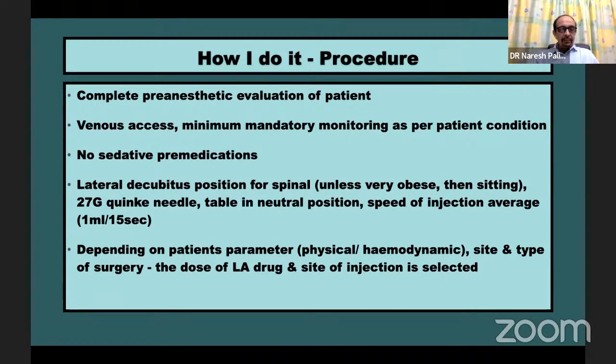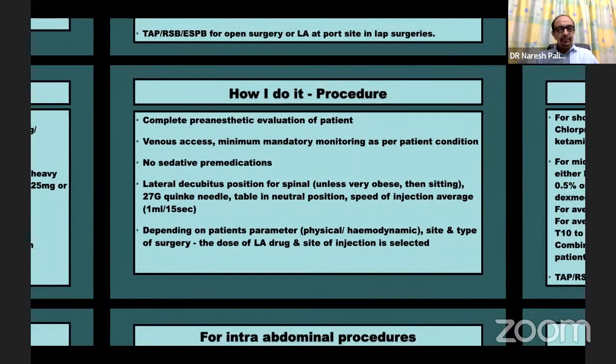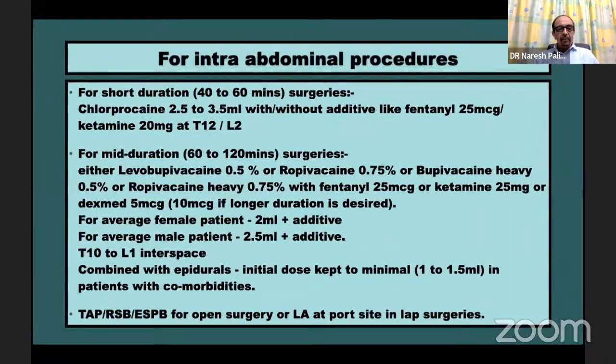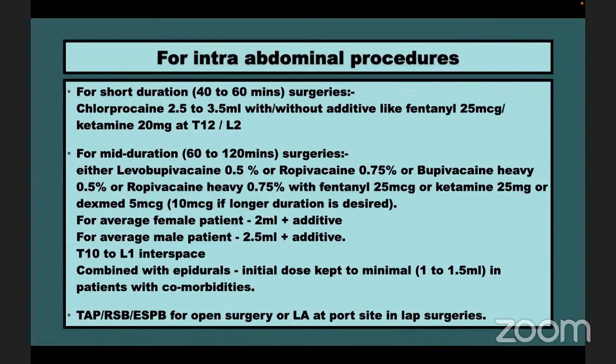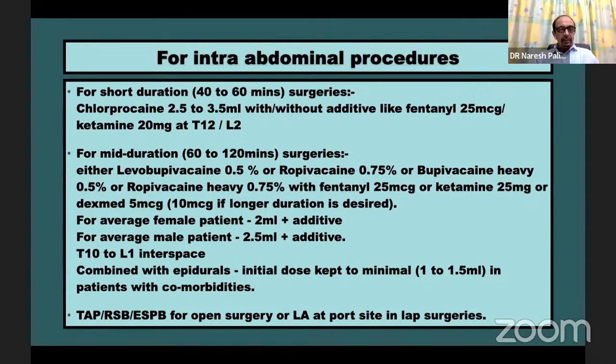Physical status, hemodynamics, the site of surgery, dose of local anesthetic, and the site of injection are selected accordingly. For intra-abdominal procedures of short duration, I used to use chloroprocaine, but now it's not available, so I use either bupivacaine or ropivacaine. For mid-duration surgeries, either levobupivacaine 0.5% or ropivacaine heavy 0.75%, with fentanyl, ketamine, dexamethasone.